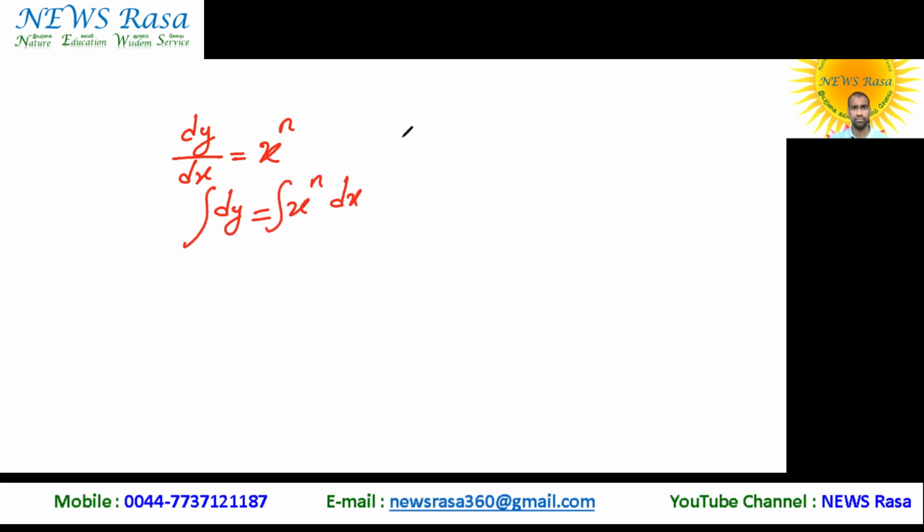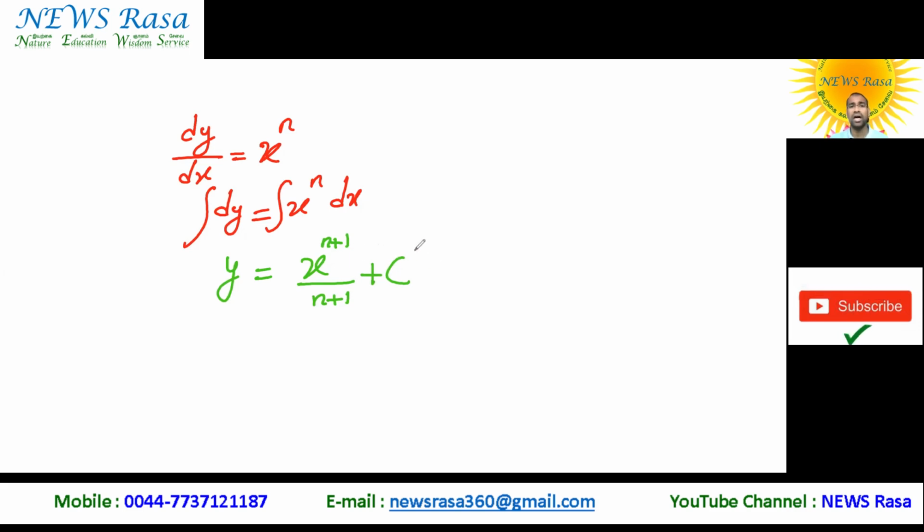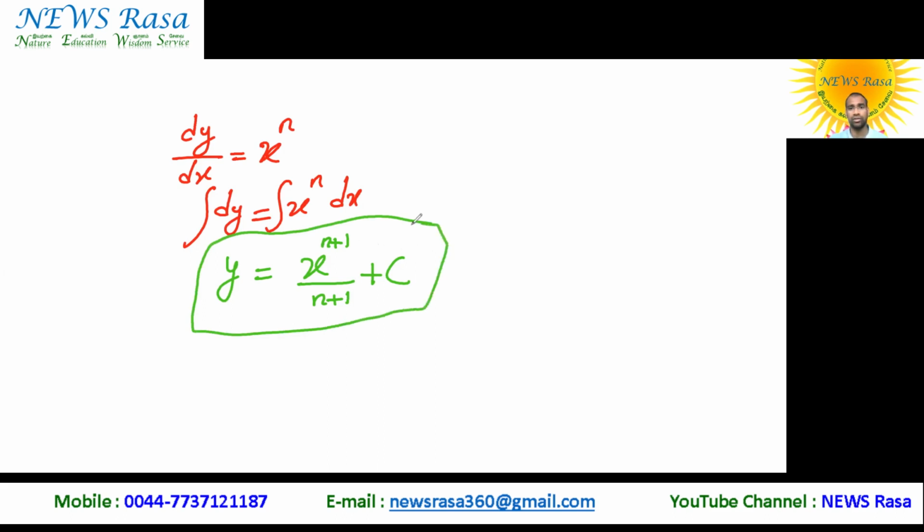If we integrate on both sides, how do we get that? The integral of dy is y. Then we integrate x to the power of n. With integration, we increase the power by 1 and then divide by the new power. We also have to put a plus c. I will explain why we put plus c next. But this is the integrated function. I hope you get the basic definition of that.